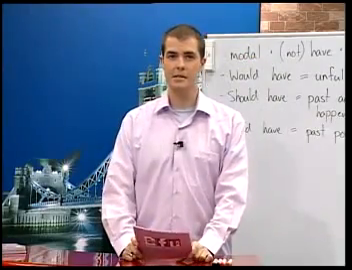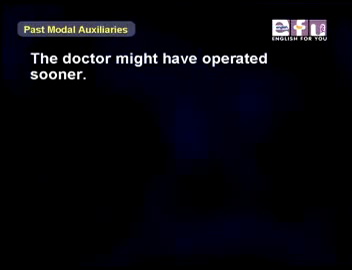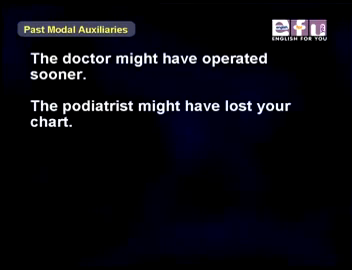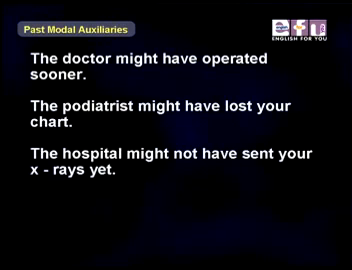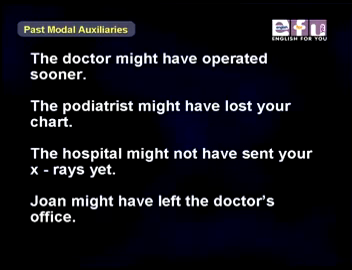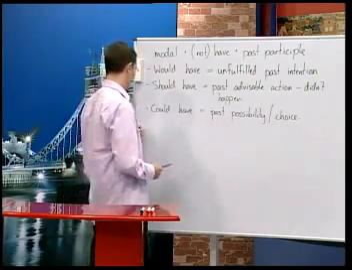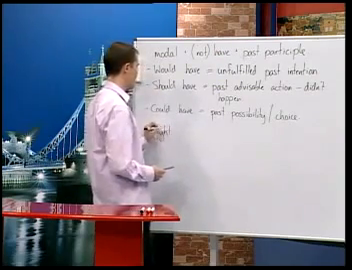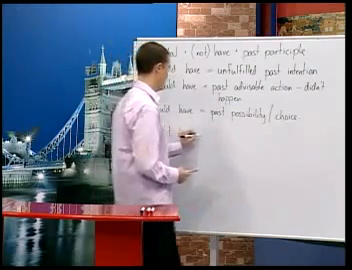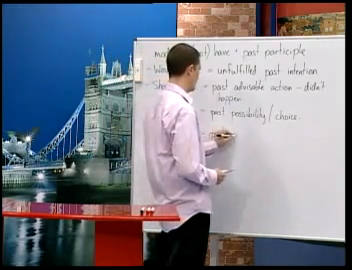Well, now let's look at the last past modal auxiliary. The doctor might have operated sooner. The podiatrist might have lost your chart. The hospital might not have sent your x-rays yet. Joan might have left the doctor's office. Might have refers to past possibilities. We'll put that here. It can be the same as could have. Might have, past possibility.